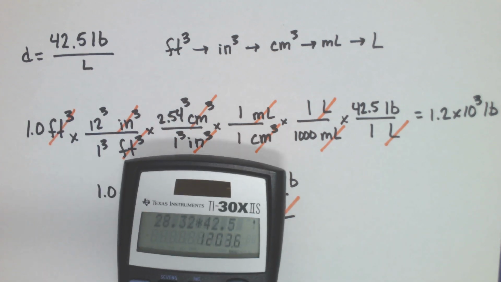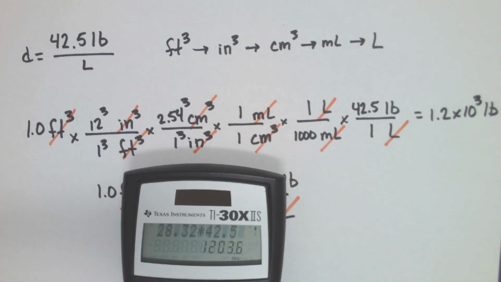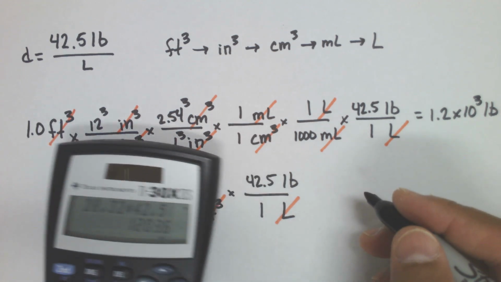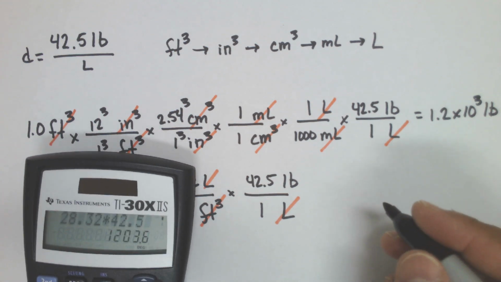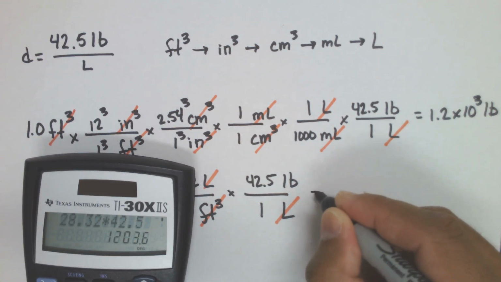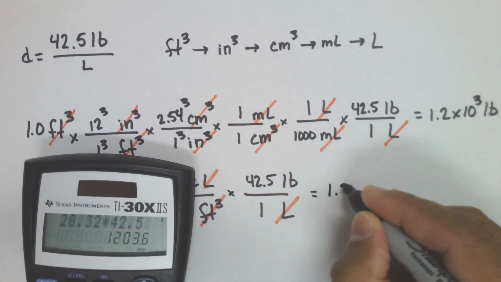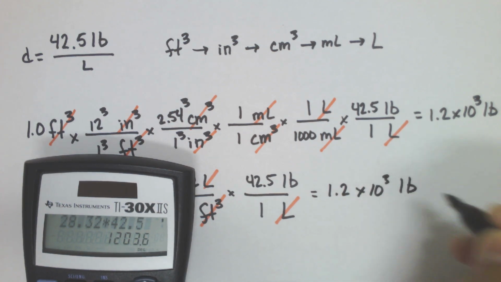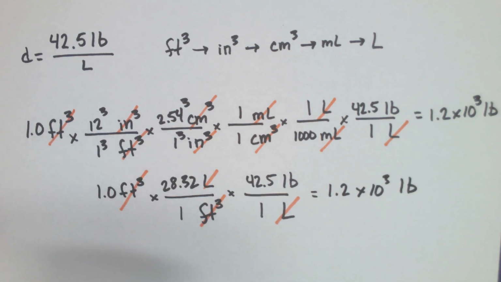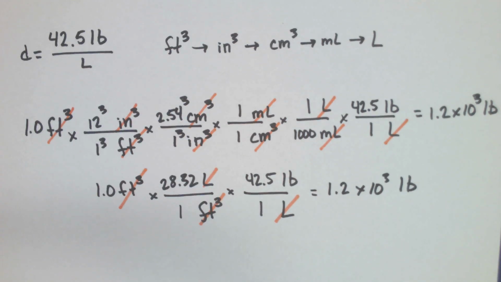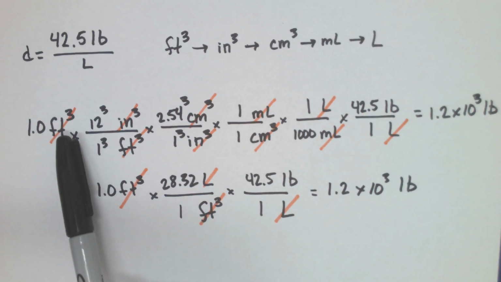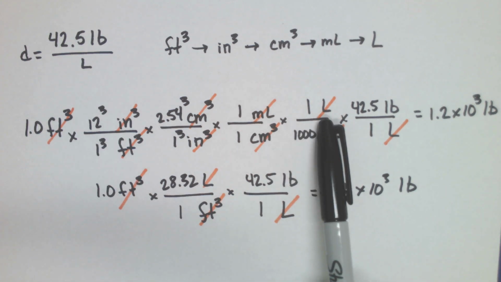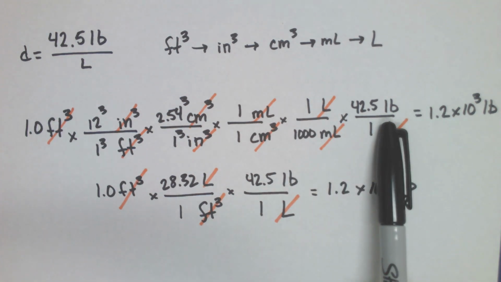And the answer I get there, again, at least to 2 significant figures, is 1.2 times 10 raised to the 3 pounds. So we get the same answer, which is expected. So those are 2 examples on how to convert the foot cubed into liters, and then using the density to convert liters into pounds.